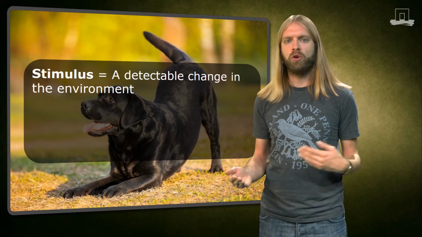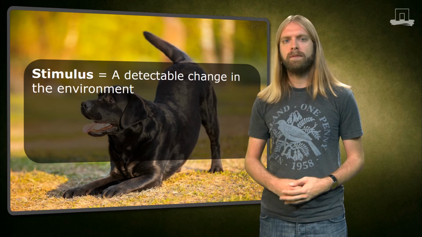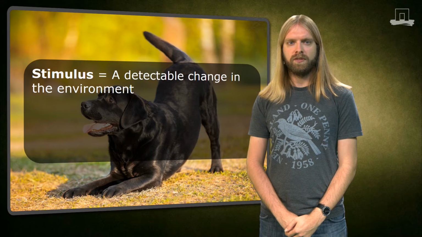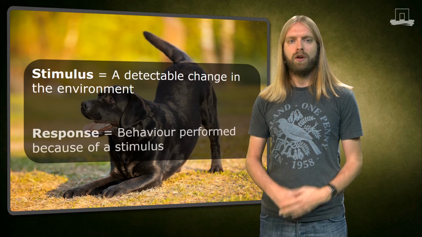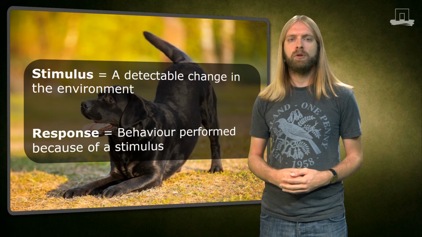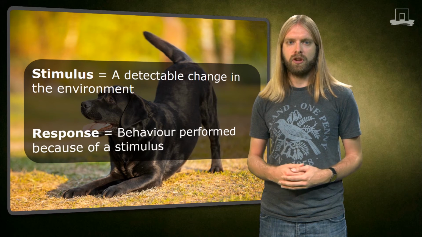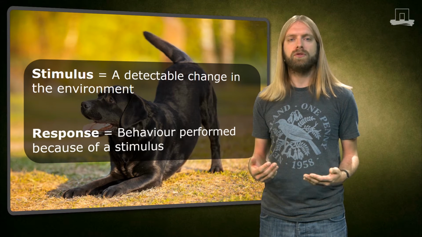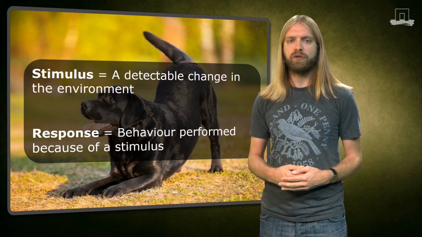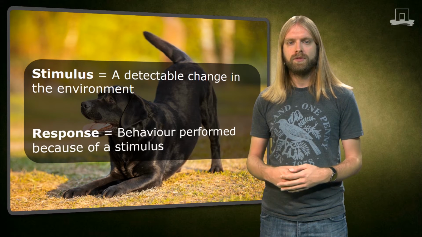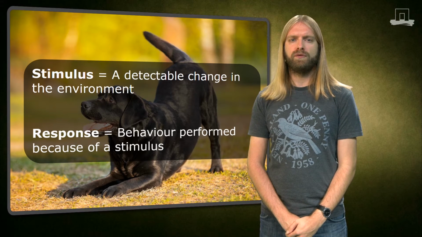In the context of learning, a stimulus is any change in the environment that an animal senses. Examples include shapes, noises, smells, temperature, or any other aspect of the environment that can be detected. A response is any behavior an animal performs because of a stimulus. These can be unconditioned responses, which occur without any learning, or conditioned responses that occur only after an animal has learned.